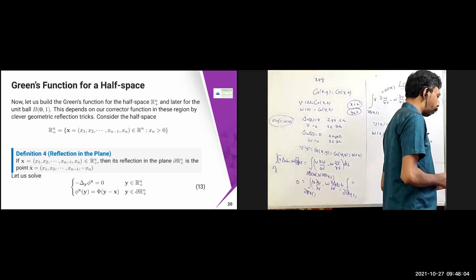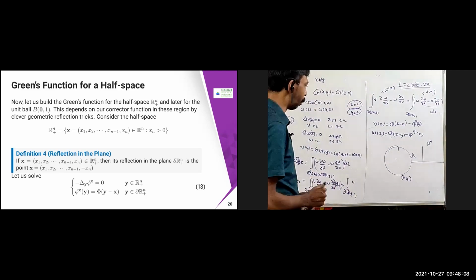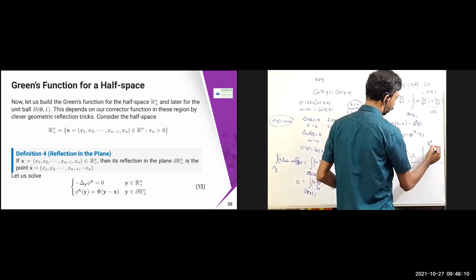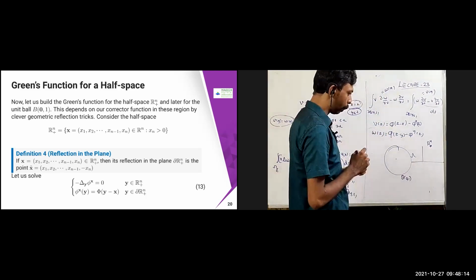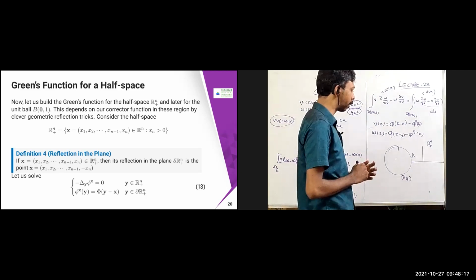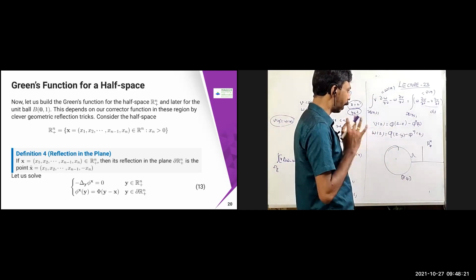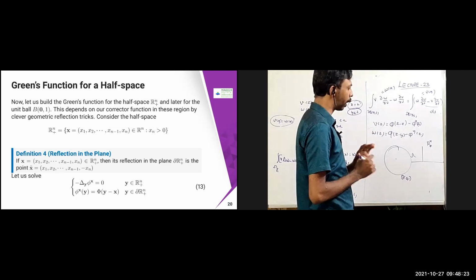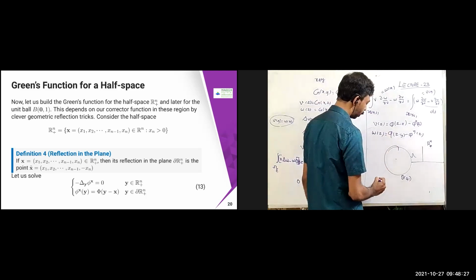So in this, the problem is what is going to happen? This is going to be ℝ^n_+. The problem is that the corrector function will be a problem over here. Depending on our corrector function, we have to select our geometric reflection very trickily so that we can solve a similar kind of problem. So what I am going to do is this is my ℝ^n_+, meaning this is the half plane.